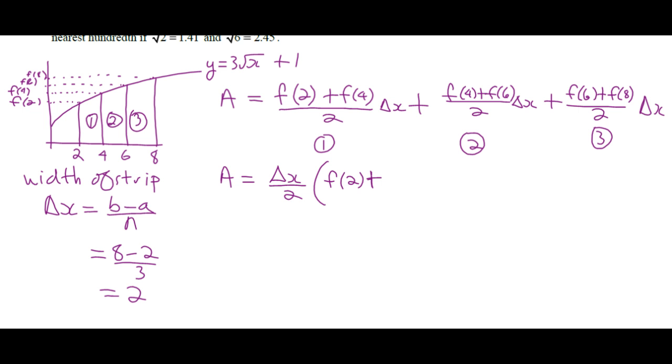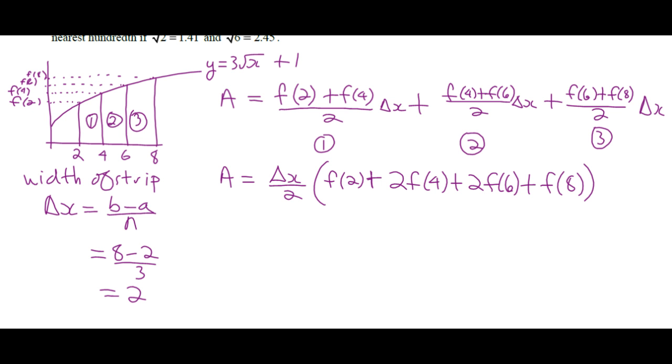How many f of 4s do we have? 2 of them, right? 2 f of 4. And what about f of 6? How many of those? 2. There's 2 f of 6s, and what about f of 8? Only one of those, right? It might be area 3. There's only one.